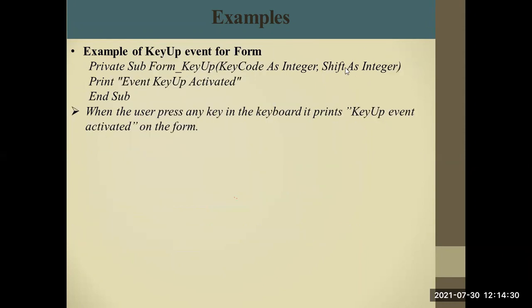Again, this is the last example, where we are using the KeyUp event. This is my KeyUp event name, and these are the parameters we are using. Once this event happens, this message will be displayed: the KeyUp event is activated. Whenever the user presses any key on the keyboard, it will print that the key up event is activated. Similarly, we have different types of events, and as per our requirement, we write the procedure.